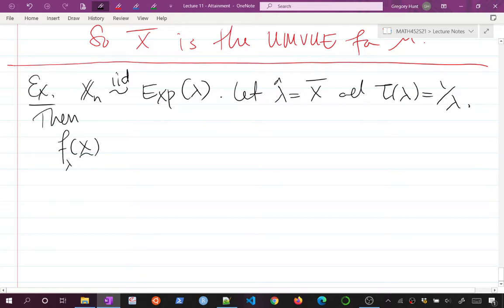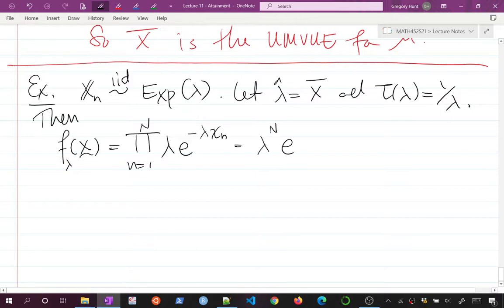Then let's look at this, right? So this thing, this is the joint, is the product of marginals. Each of them are exponentially distributed marginally. The density is lambda e to the negative lambda x sub n. I'll ignore the indicator function because it does not depend on my unknown parameter. It's going to go away when I take a derivative. I can push this product through. That's lambda to the n.